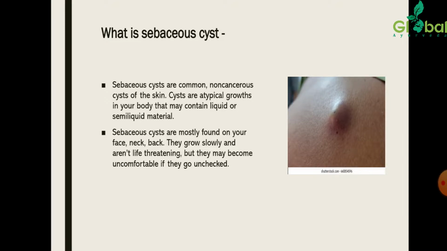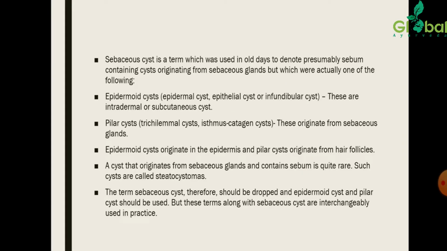Sebaceous cyst is a term which was used in the old days to denote presumably sebum-containing cysts originating from the sebaceous gland, but which were actually one of the following: epidermoid cyst, epidermal cyst, epithelial cyst, or infundibular cyst. These are intradermal or subcutaneous cysts. Others are pilar cyst, trichilemmal cyst, isthmus catagen cyst. These originate from the sebaceous gland. Epidermoid cyst originates in the epidermis, and pilar cyst originates from the hair follicle.